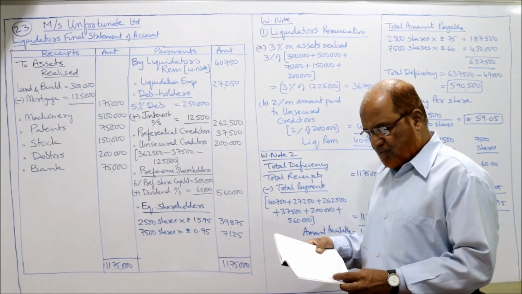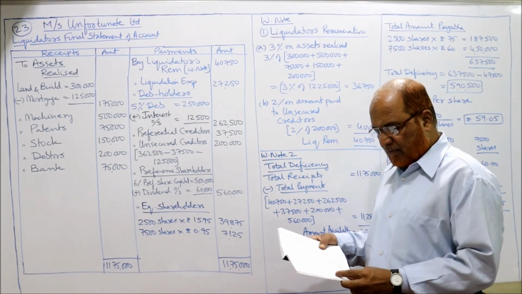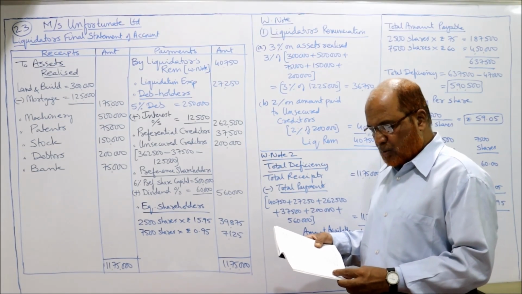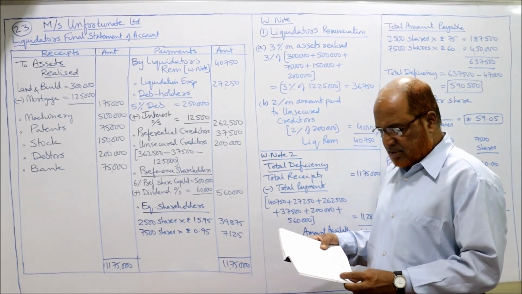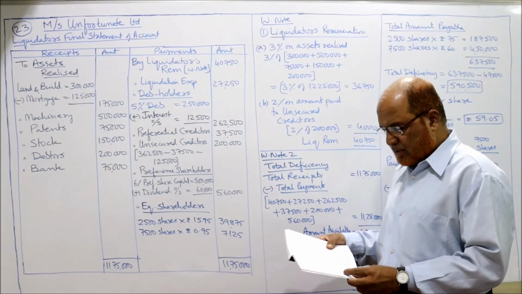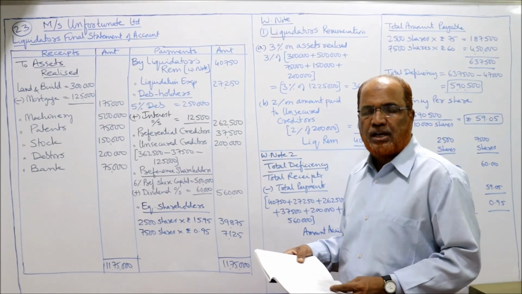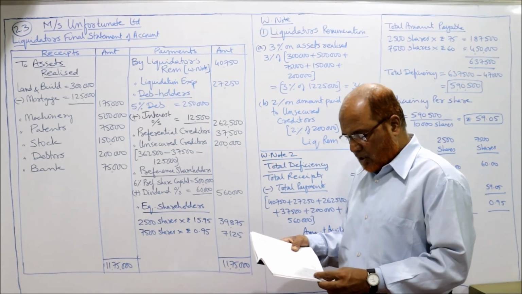5,000 6% preference shares of 100 each fully paid up, 5 lakh. 5% mortgage debentures 2,50,000. Interest outstanding 12,500. Creditors 3,62,500. Then land and building, machinery, patent, stock, debtors, cash at bank and profit and loss account. Ignore the profit and loss account because it's a fictitious asset, accumulated loss.